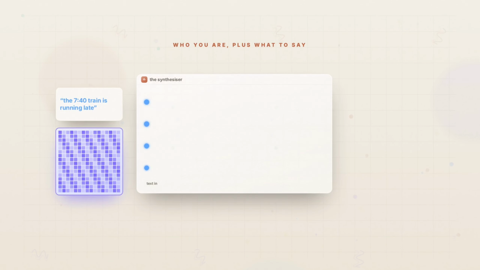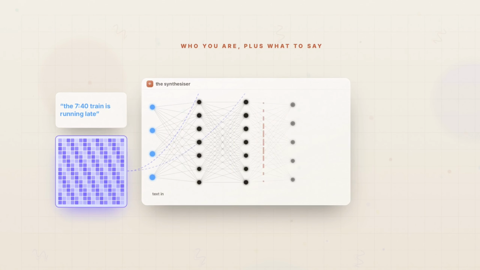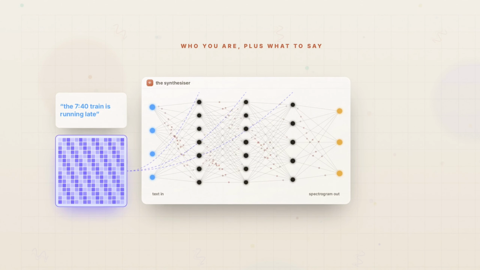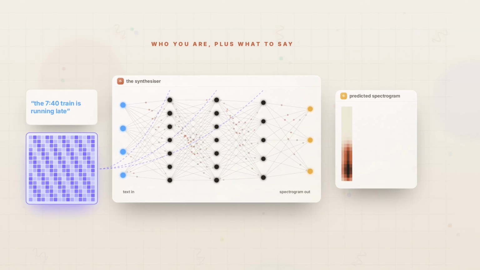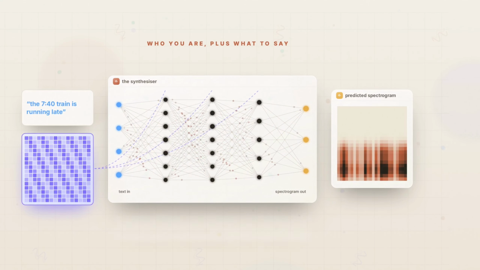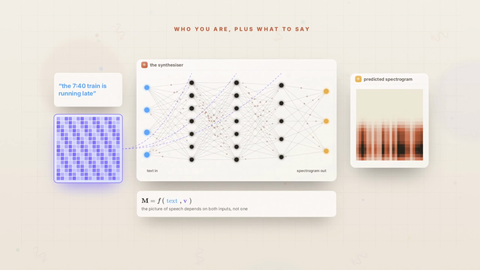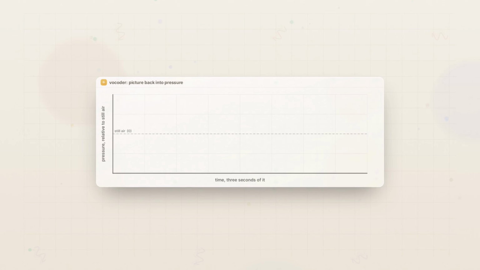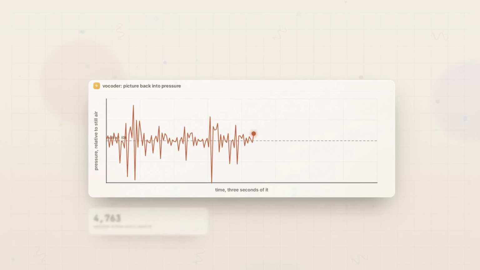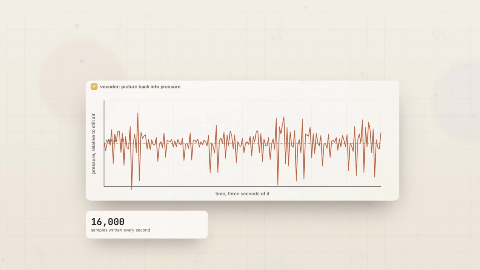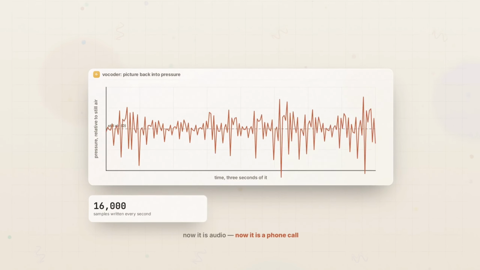Now there are 2 ingredients. Who? That column of numbers. And what? Just text. A sentence nobody's ever said in this voice. Feed both in, and notice the identity isn't sitting at the front. It's wired into every layer. Out comes a picture of speech. But a picture isn't a sound. So one more network reads it and writes pressure back. 16,000 numbers a second, and now it isn't a diagram anymore, it's audio.